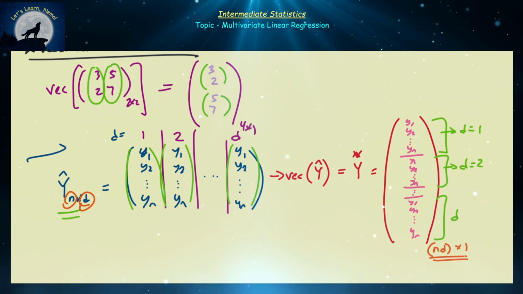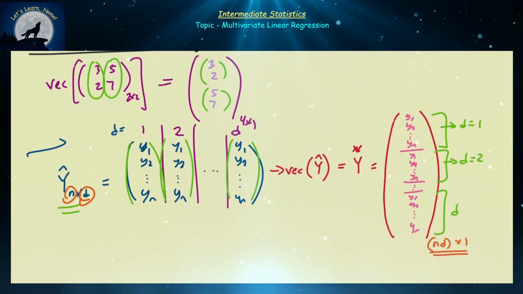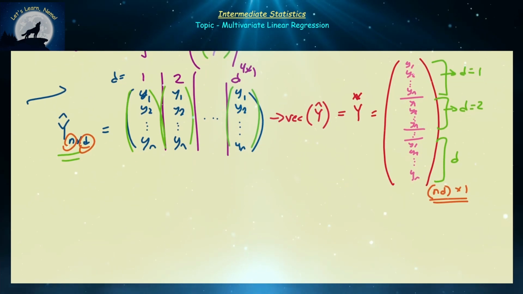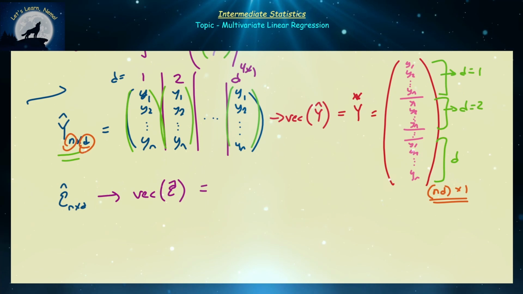So that's the first thing that we need to deal with. Now, keep in mind our epsilon hat n by d matrix will be similarly represented. Once we vectorize this epsilon hat, we're going to have an epsilon hat v vector, which is going to be, again, an nd by 1 vector, which has pretty much a similar structure. You just replace these y's with epsilons, and we're going to have just residuals stacked on top of each other for each response variable, y1 down to yd.